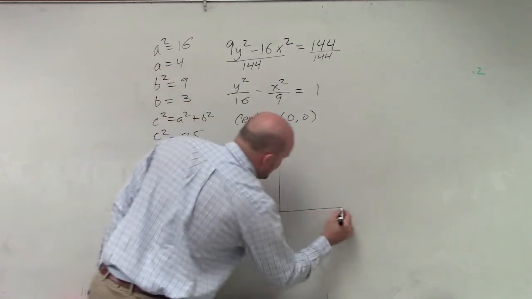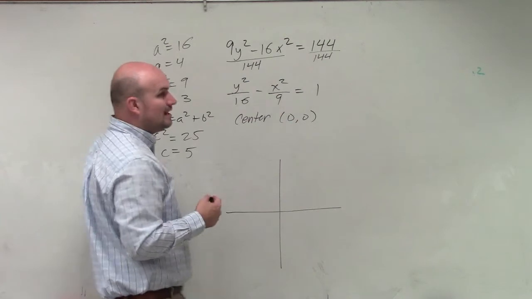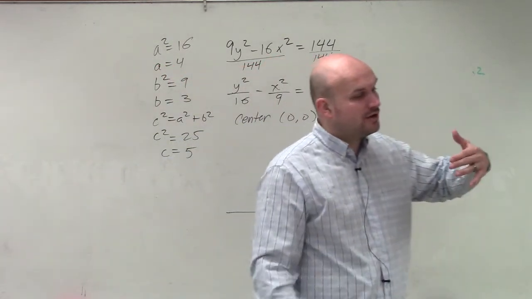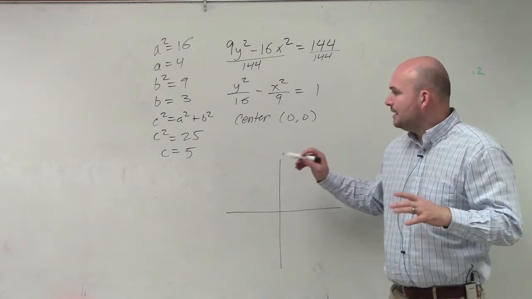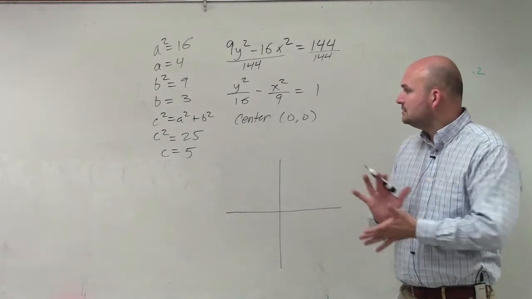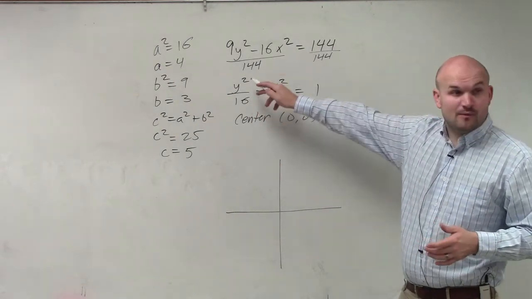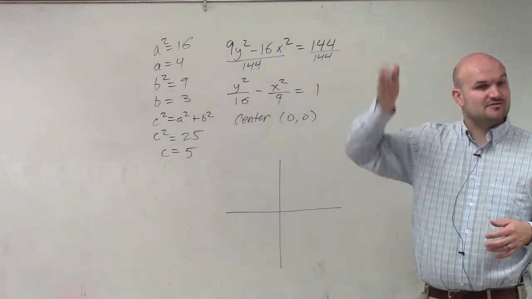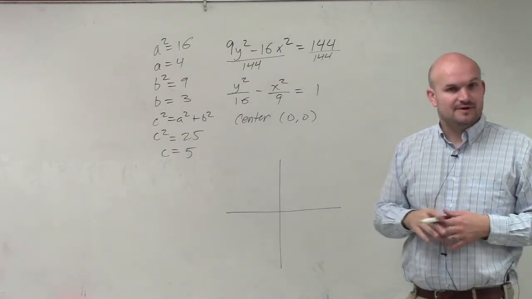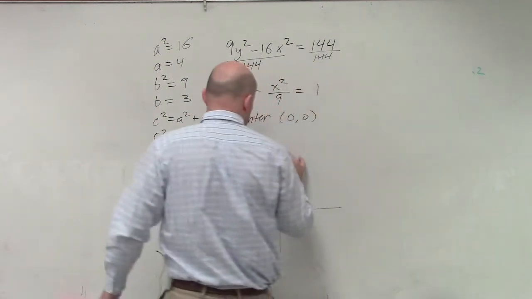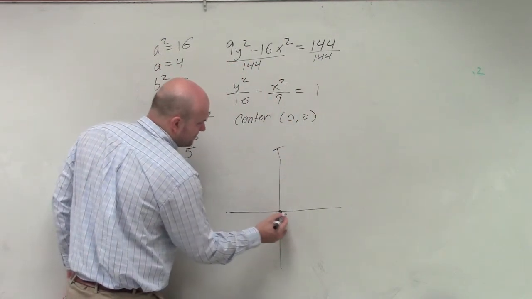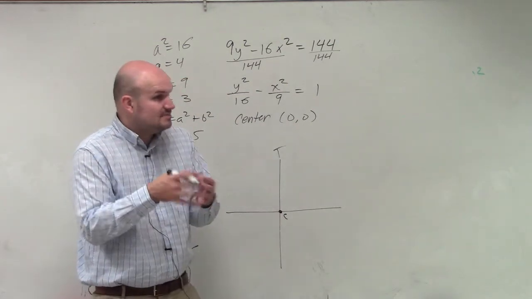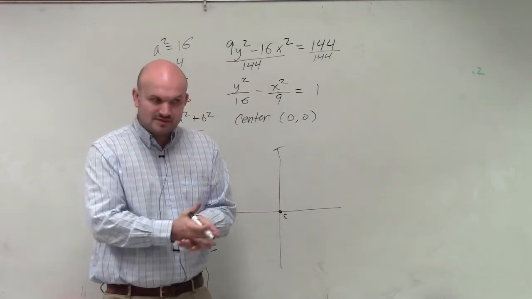So I'll create a nice x and y axis. Now, again, it's very important to know where your x and your y axis is. My a squared is under my y. That means my transverse axis is vertical or horizontal? Vertical, right? So I'm just going to put a T there for transverse axis. And I know my center is here. Now, again, what lies on my transverse axis? My vertices and my foci.